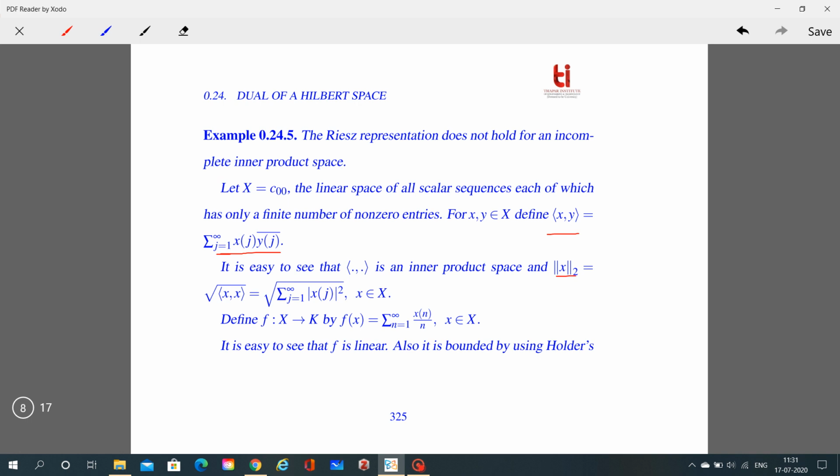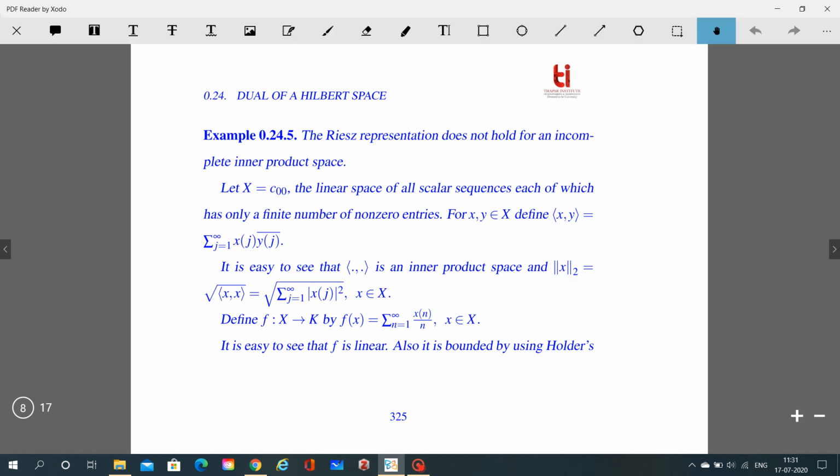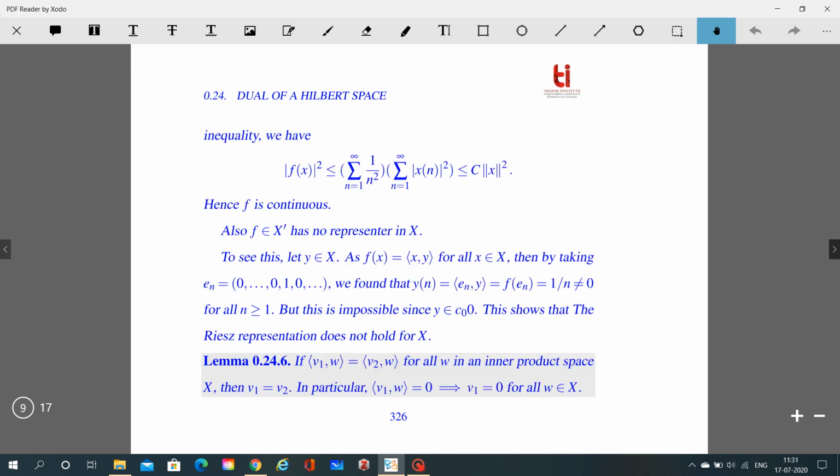Now define a functional f from x to K by f of x equal to the summation of xn over n. Again it is easy to see that f is linear. Now to check that it is bounded, we use Hölder's inequality, and using it we can prove that it is a bounded function.